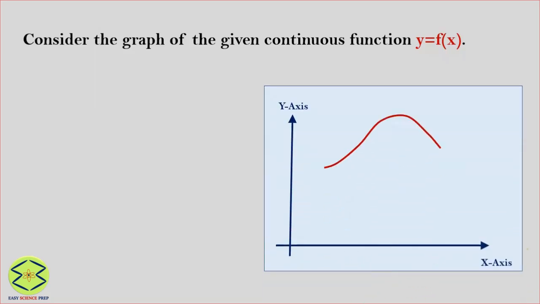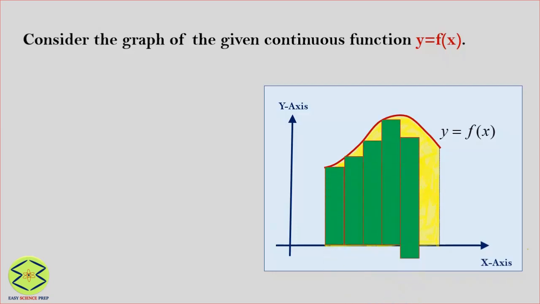So we have a curve representing y is equal to f of x, and we are interested to find the area between the curve y is equal to f of x and x-axis. So we can divide the entire area into rectangles having equal thickness. So the thickness of the rectangle is delta x, while the height of the rectangle is given as the y coordinate at a point of the curve.